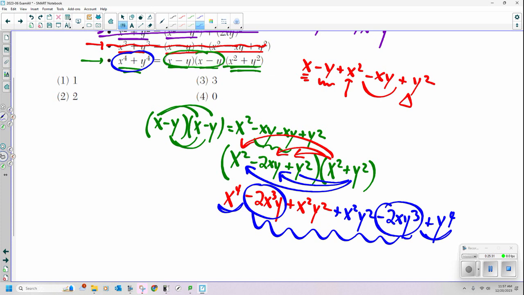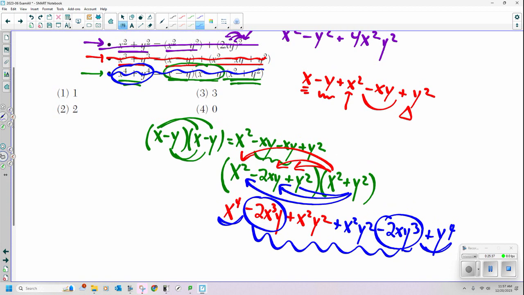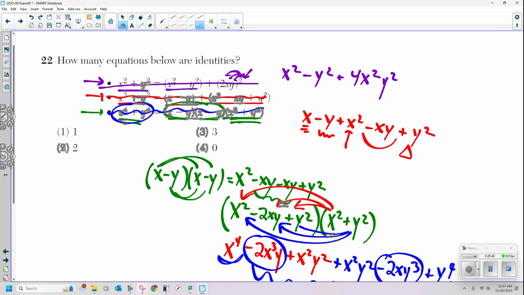We did a problem like this earlier where all three were an answer. Here, none of the three are an answer. How many are identities? None. That's dirty.